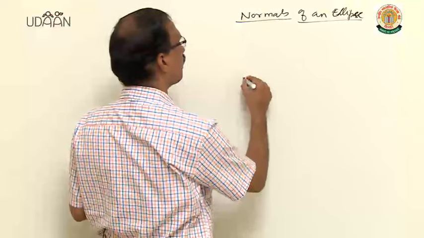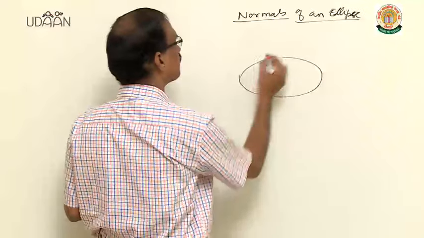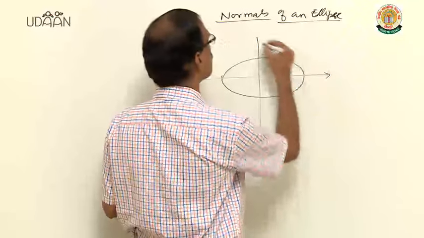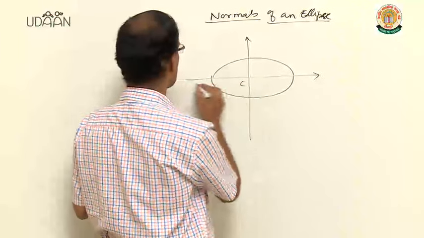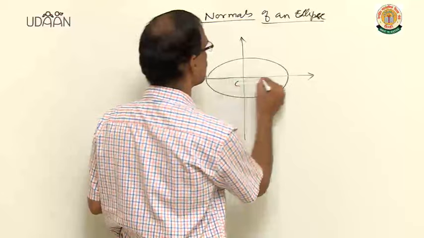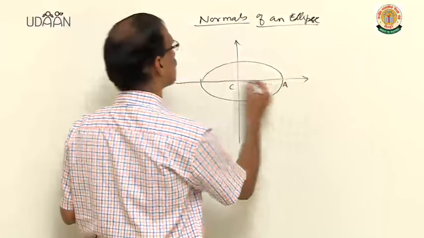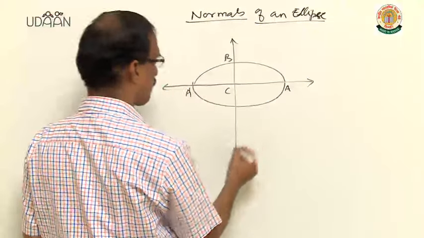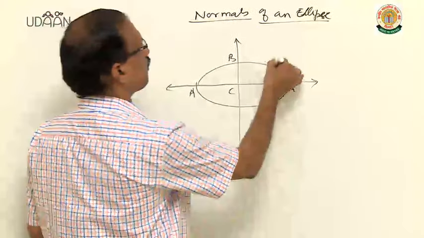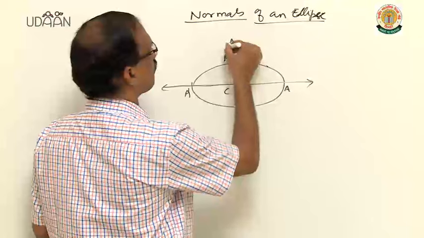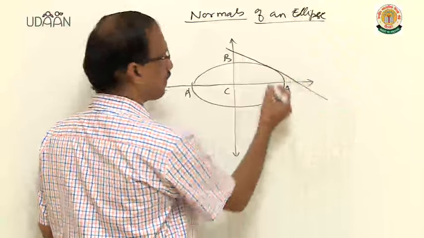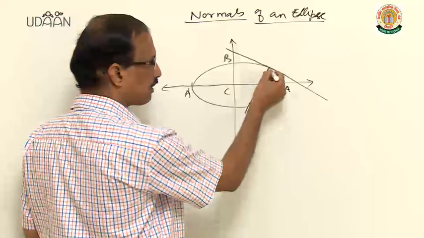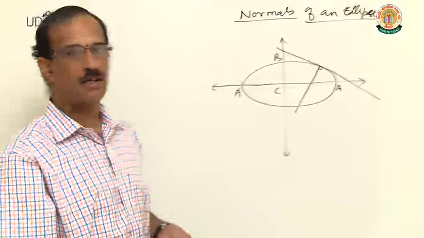You have an ellipse in standard form. It has a center and a vertex A dash. Now if you draw the tangent at this point, any line that is perpendicular to this, we name as a normal to the ellipse.